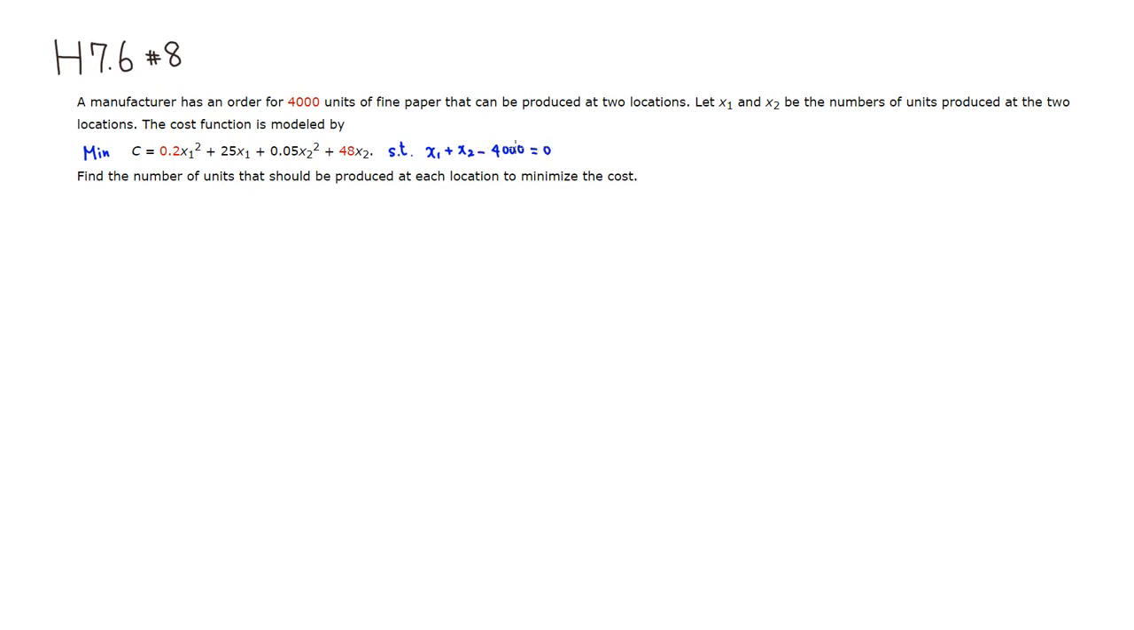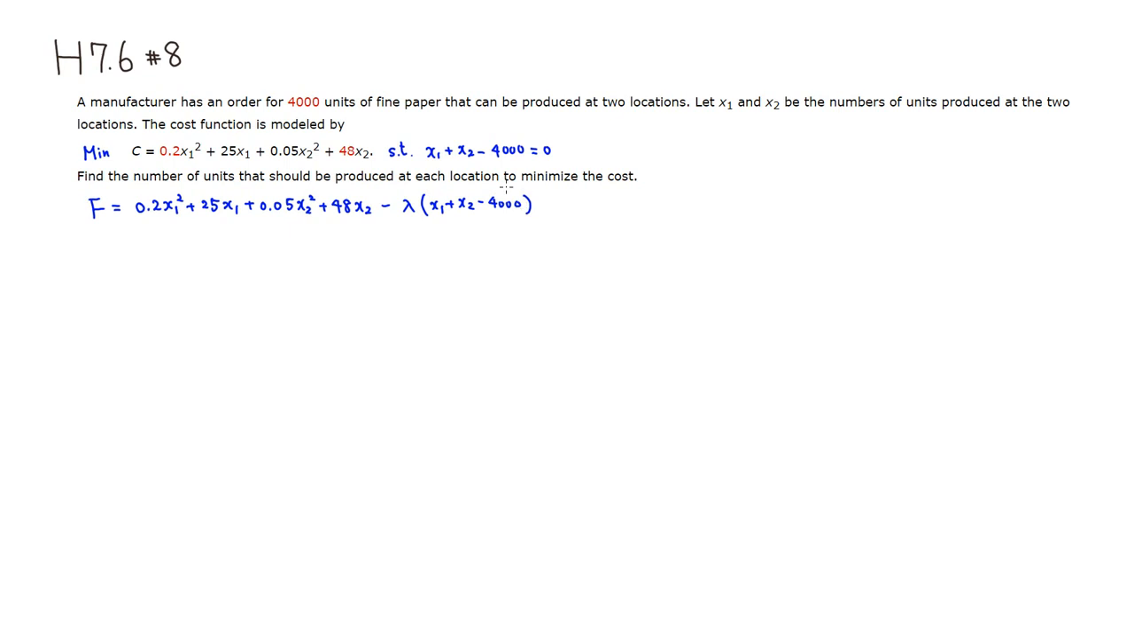All right, so let's find capital F. Capital F is going to be just the cost function, so 0.2 x1 squared plus 25 x1 plus 0.05 x2 squared plus 48 x2, right? So minus lambda times x1 plus x2 minus 4,000, right?